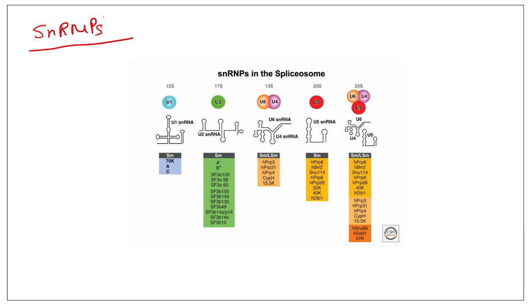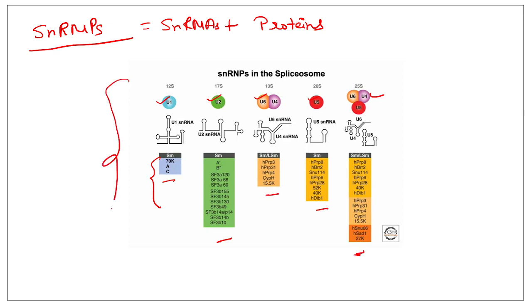SNRNPs are equal to snRNAs plus proteins. These are the snRNAs U1, U2, U6, U4, U5, and these are the proteins which are associated with these snRNAs. So basically, this snRNP is required in the spliceosome for splicing.